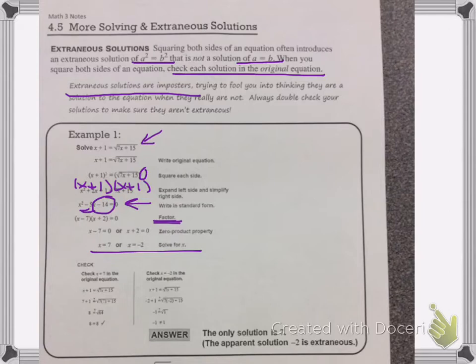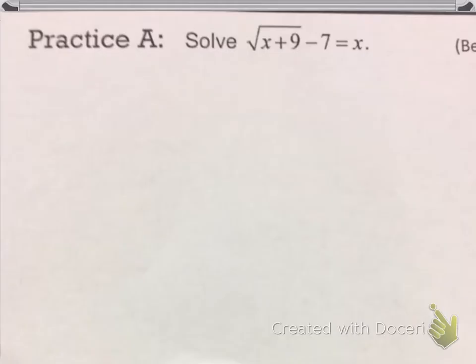But when we take a closer look at those and we substitute them back in, you'll notice that if we check x equals 7, it checks out and it works just fine. But when we check x equals negative 2, we get negative 1 equals 1, which is not a solution. That doesn't actually work when you check it. Because of that, our answer is only x equals 7. The other one is what we call an extraneous solution, and we're not going to show that as an answer to our problems. So let's see if we can do one on our own here.